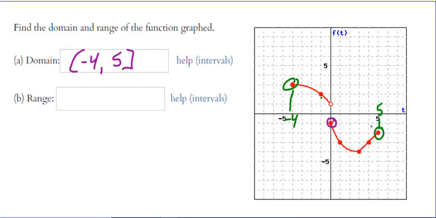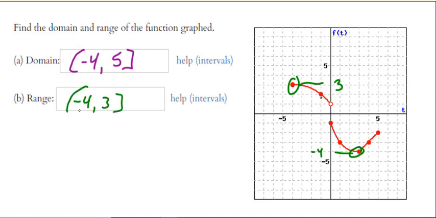Now, let's look at the range. How low does it go? The lowest point happens to be here, which is -4. The highest point happens to be there, which is 3. So that would be -4, 3 with brackets.